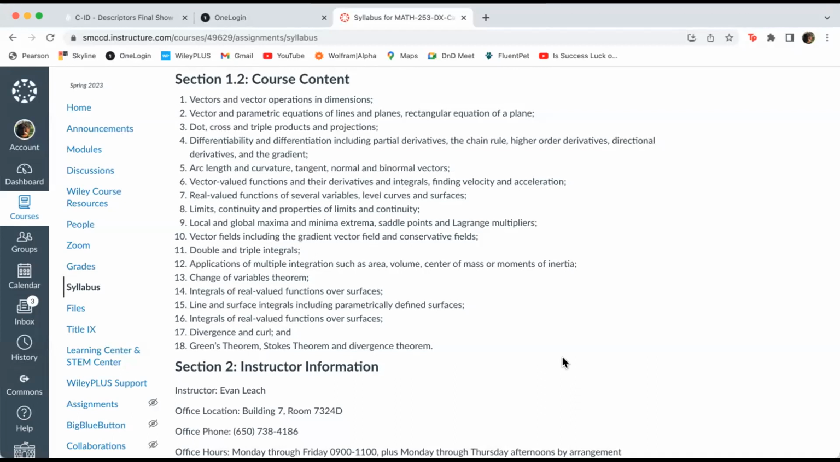All right, so the first three are all about vectors. So we see those first three kind of grouped together. So we've got vectors and vector operations in dimensions, vector and parametric equations of lines and planes, rectangular equation of a plane, dot, cross, triple products, and projections.